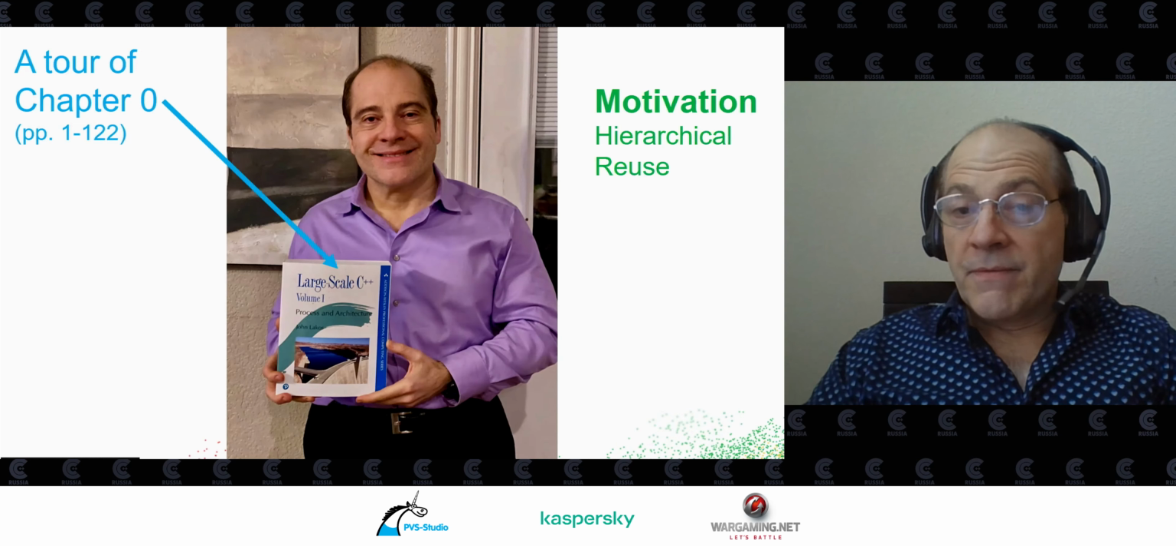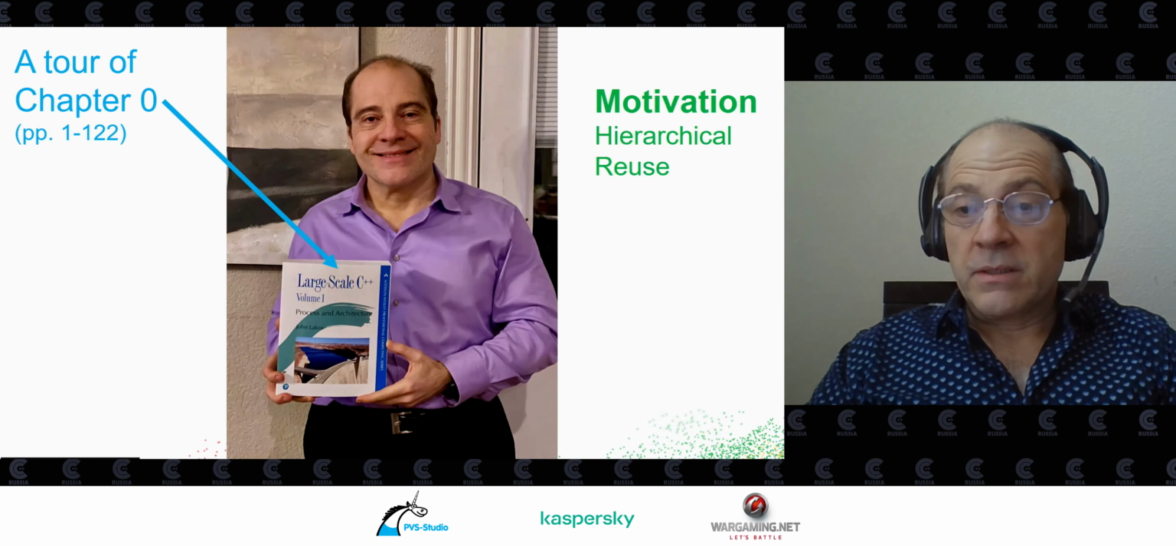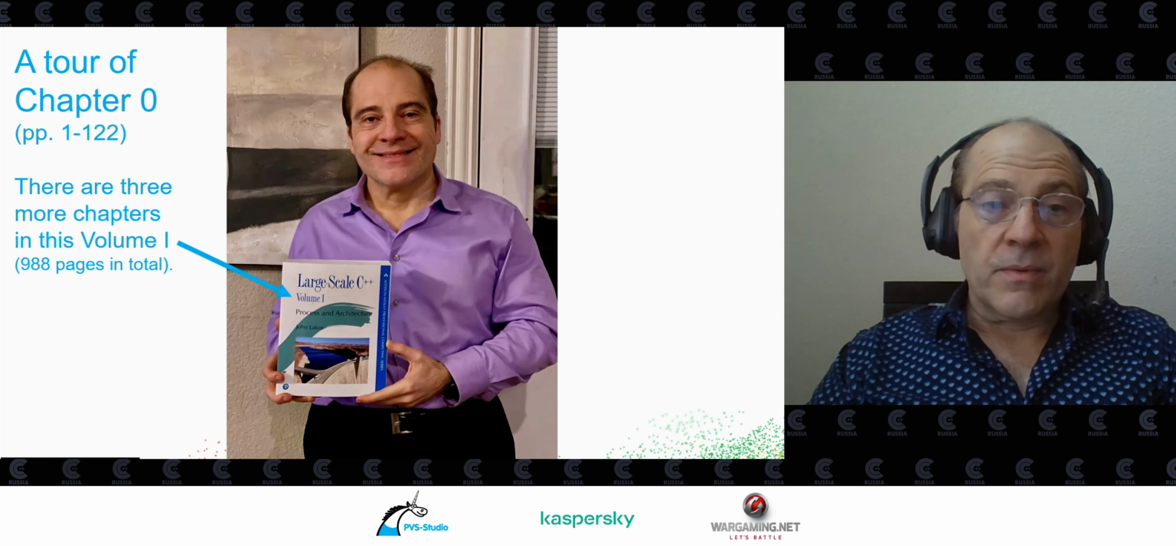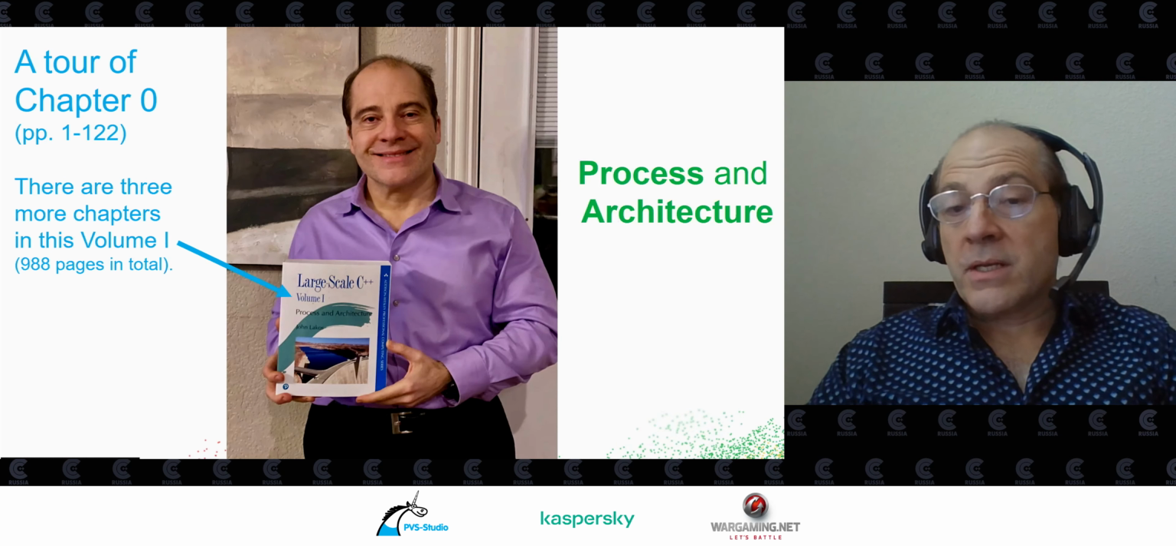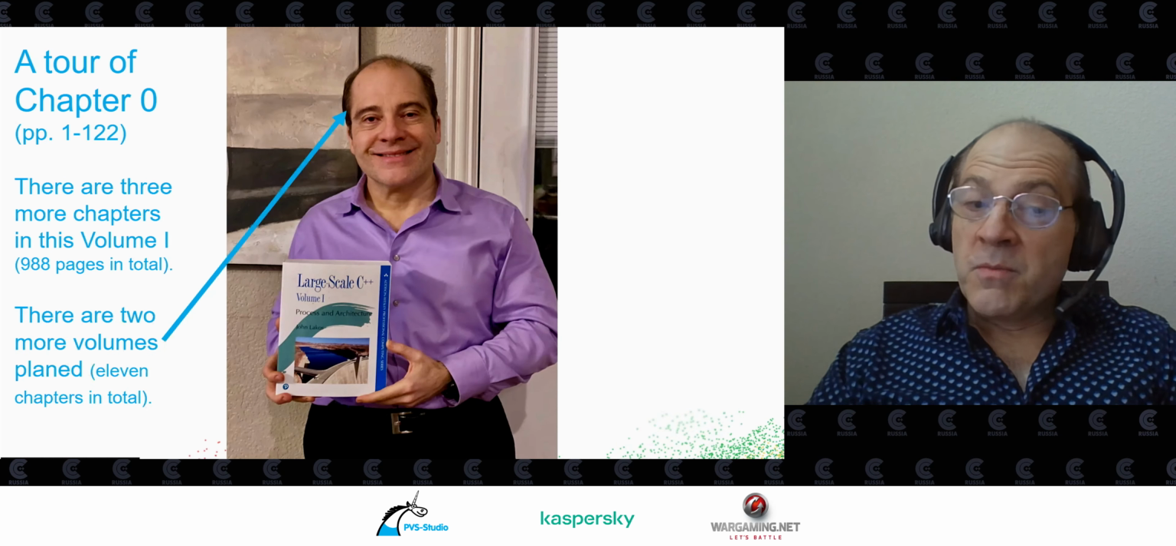And I started this book in about 1998 after finishing my first book, Large Scale C++ Software Design, in 96. And this started out being a theory. And what happened is that I put it into practice over literally 20 years while I was writing this book. So this is a tour of chapter 0, which is the motivation for why this book is important. And the underlying thesis is hierarchical reuse. There are 3 more chapters in this volume. This volume is about process and architecture. There are 2 more volumes planned.